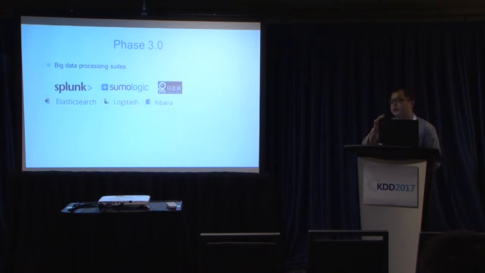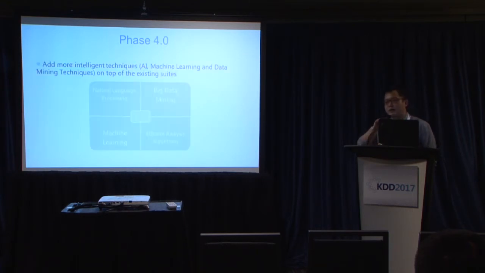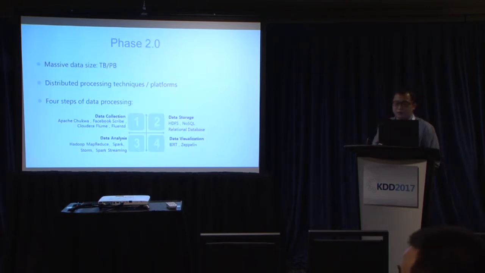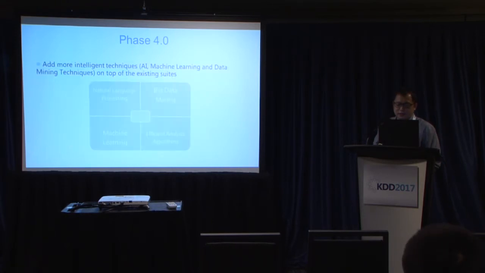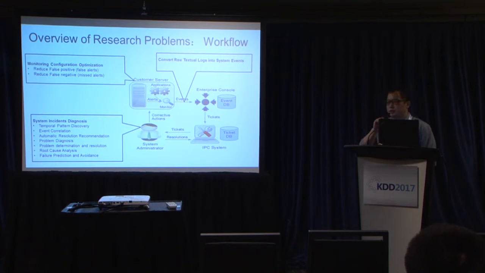So in phase three, many data processing toolkits appear, like Splunk and ELK. One thing about those is that they provide very sophisticated functions. However, their intelligence part is not up to the state of the art. So what we are envisioning, what we are doing, is trying to set up phase 4.0, bringing more intelligence into service management. That leads to an overview of the research problems we have.